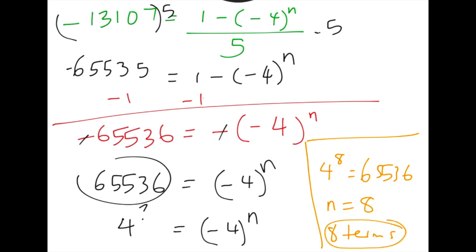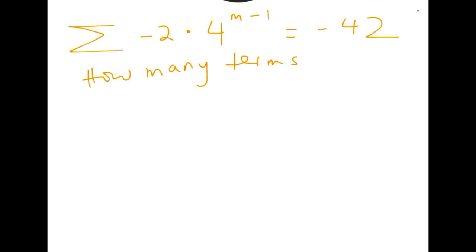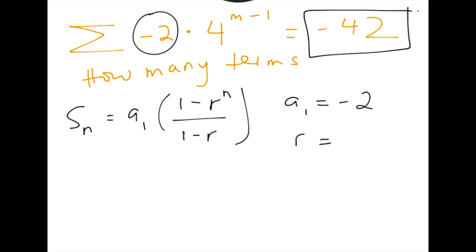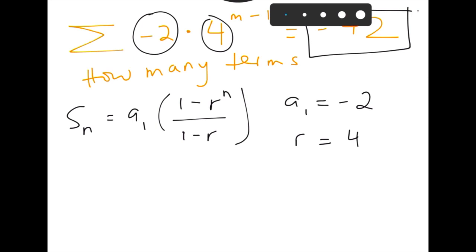Let's do one last example. Then I ask you, how many terms will give you the following sum? Let me write the formula again. We know that a1 is equal to -2. We know that r is equal to 4. Now I will substitute.